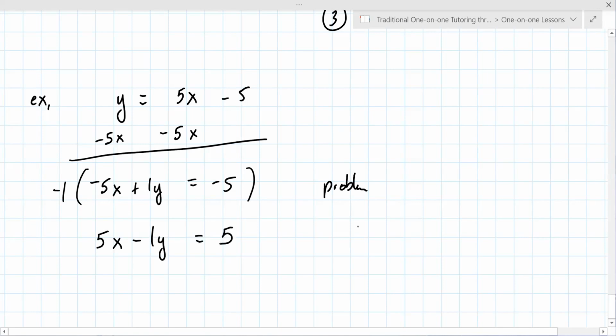So it becomes 5x minus 1y equals 5. Now, have we satisfied all the criteria? Yes. X and y are on the same side. We did that to start. These are all integers, and A is positive.